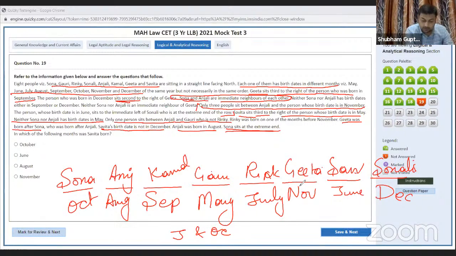So which of the following was the month Savita was born? Can you tell me which could be the month for Savita's birth? So Savita would be June. Correct?